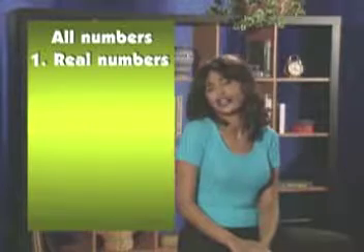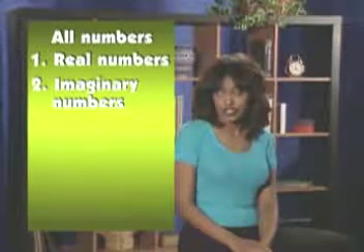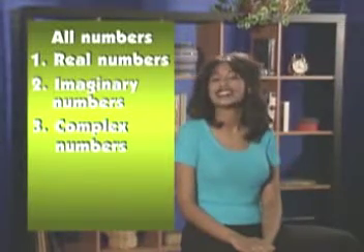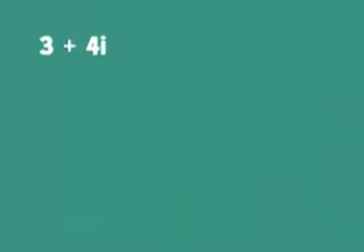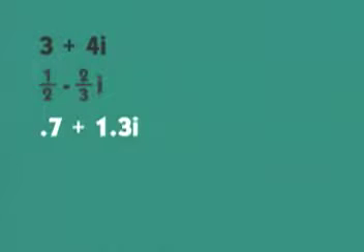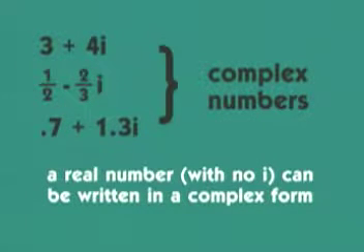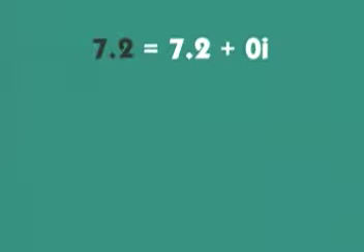Now that you have been initiated into the world of imaginary numbers, you can see how all numbers are of 3 basic types. Real numbers, which are the basic numbers you know and love so well, imaginary numbers, your new and abstract friends, and complex numbers, a deadly mutant hybrid. No, just a combination of real and imaginary. For example, 3 plus 4i, 1/2 minus 2/3 i, and 0.7 plus 1.3i are all complex numbers. A purely real number, one with no i part, can be written in a complex form as follows. Write 7.2 in the form 7.2 plus 0i.